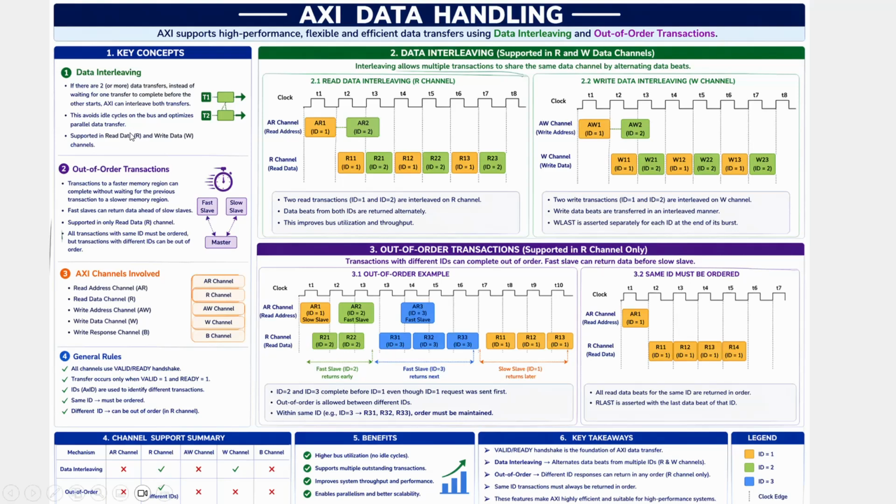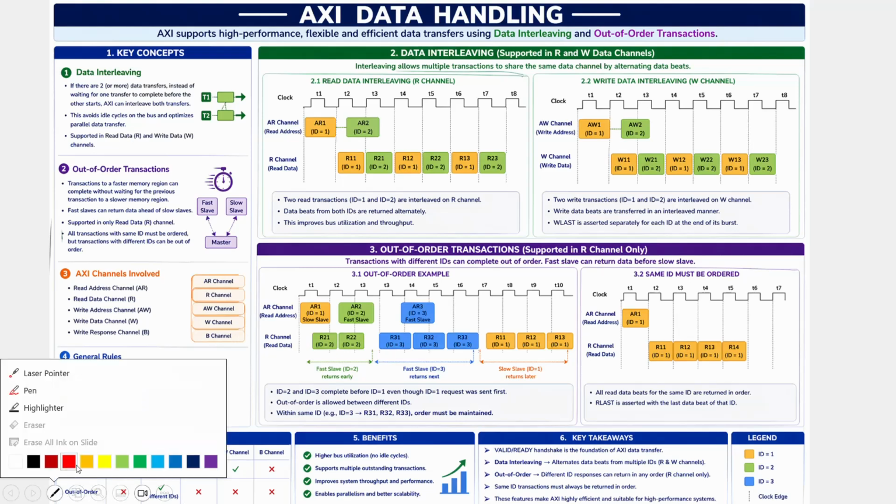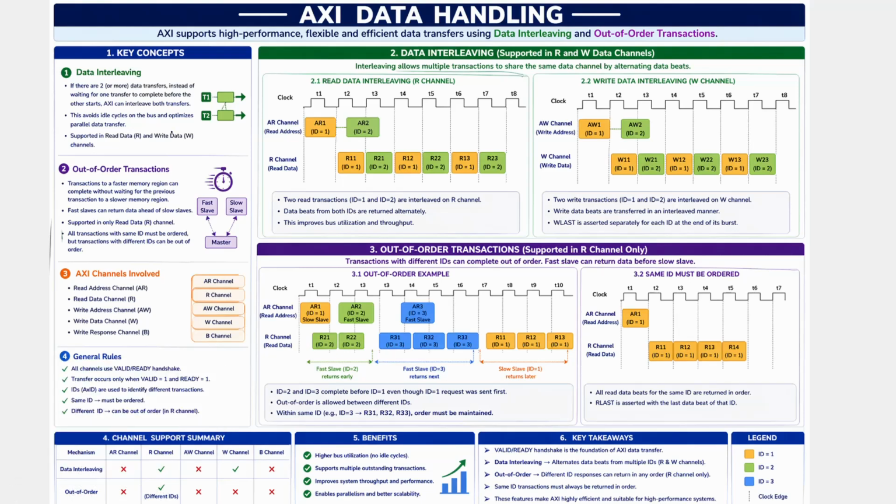So data interleaving. What is interleaving? Interleaving means one transaction is not completed, and the next transaction is placed in between. This is read data interleaving. AR1 is the first address channel and AR2 is the second address channel, and through the R channel I am getting R11. That means AR1 is not completed and AR2 is placed, so you are doing two or more transactions. Instead of waiting for the other transaction to complete, the next transaction is initiated. Why do we use interleaving? I don't want my bus to stay in an idle condition. That's why interleaving happens.